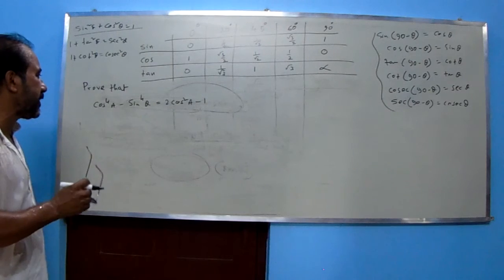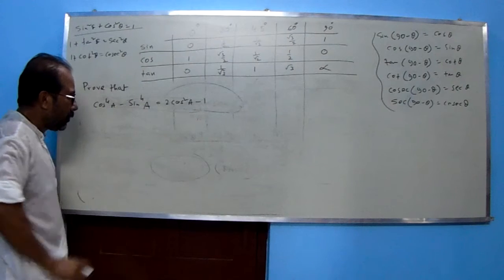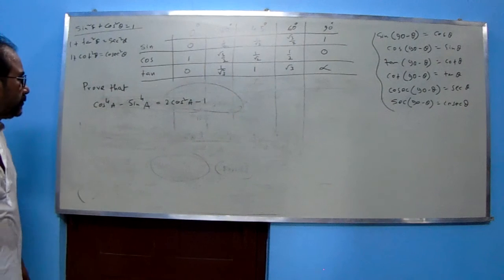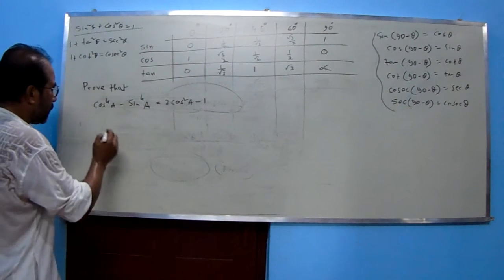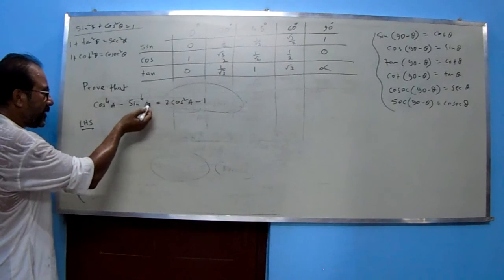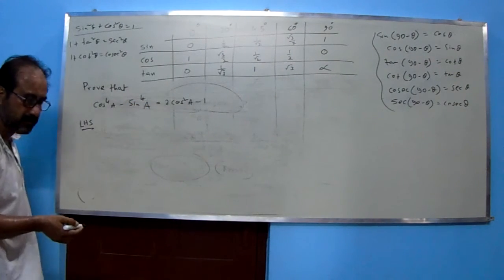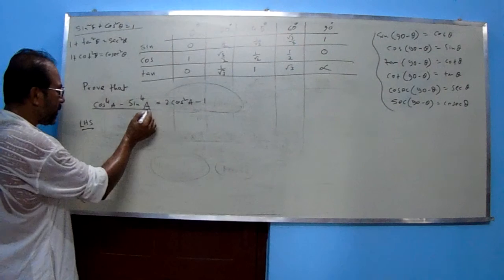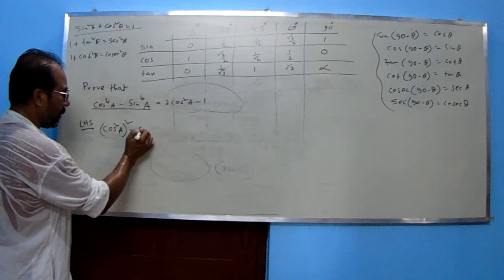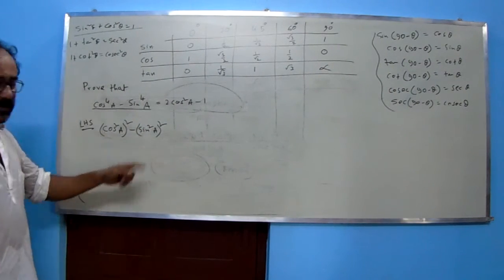Cos to the power 4a minus sin to the power 4a equal to, you have to prove that as the RHS, 2 cos square a minus 1. How? So from the LHS, sin has to be eliminated. Of course its power is 4. So this can be written as cos square a whole square minus sin square a whole square. So it is a square minus b square.